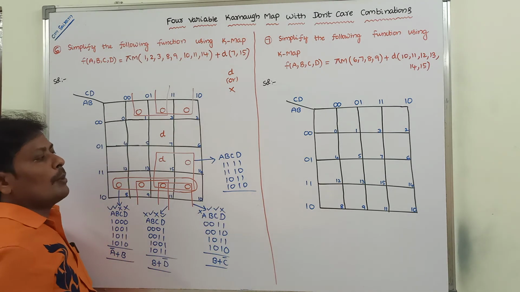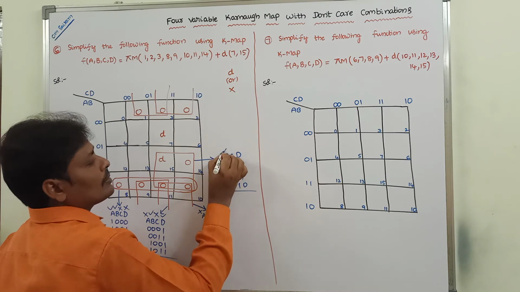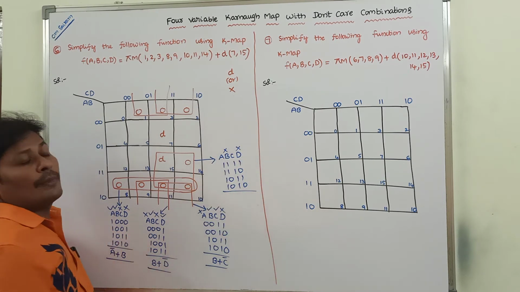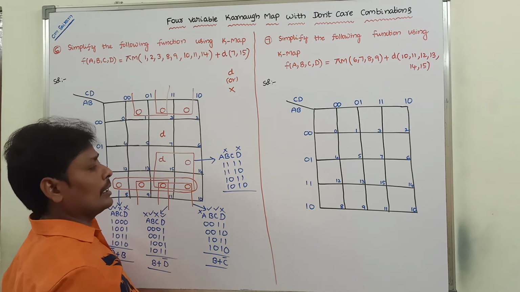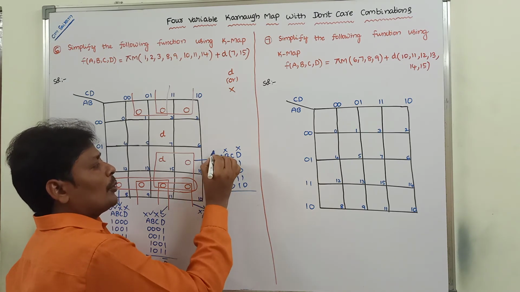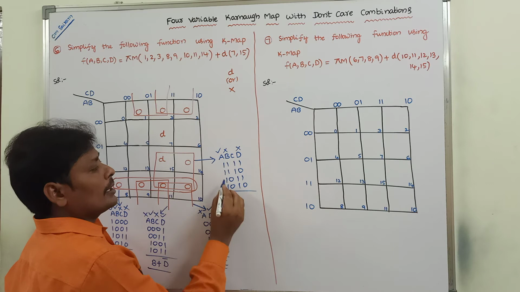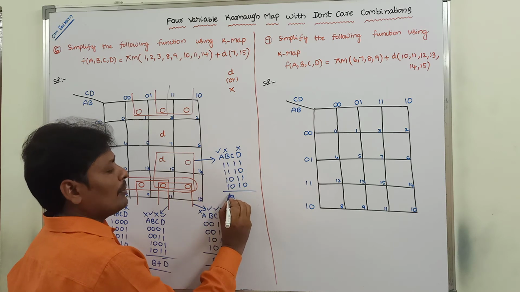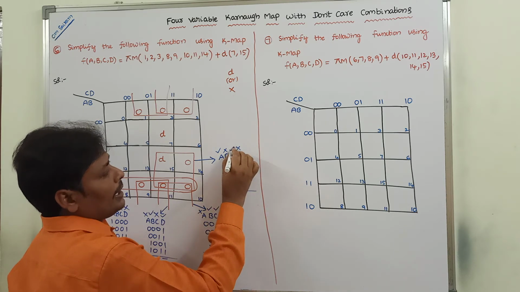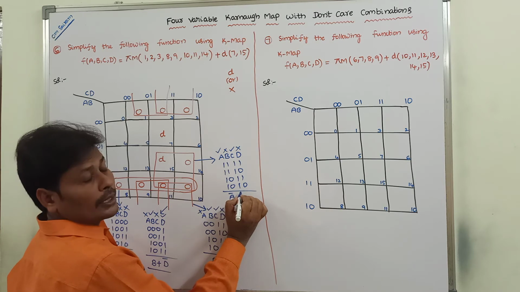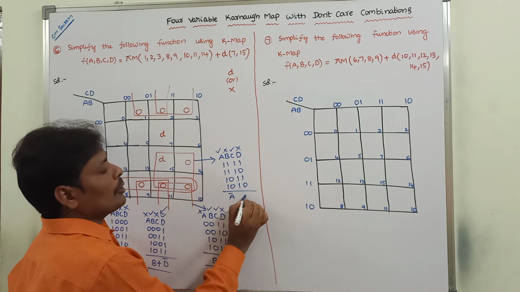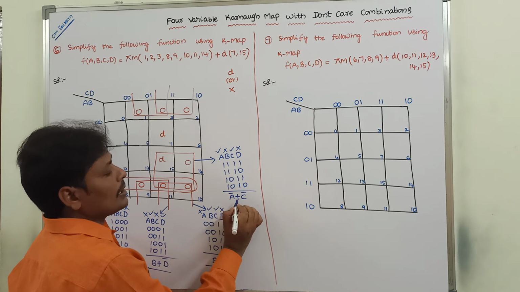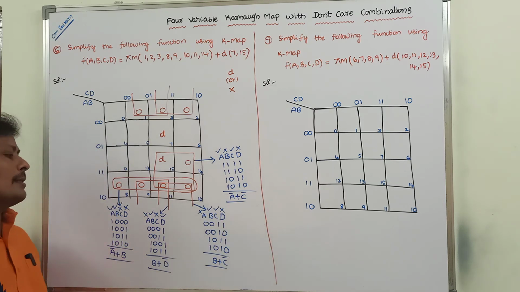So any column contains a combination of zeros and ones, we have to ignore that column. A column is ignored, B column is ignored, D column is ignored. Under A column, only ones are there, we have to consider that column. In that column, A value 1 means A bar. C column is also considered. In that column, all are ones. In that column, C value 1 means C bar. What is the sum term we are getting? A bar plus C bar.